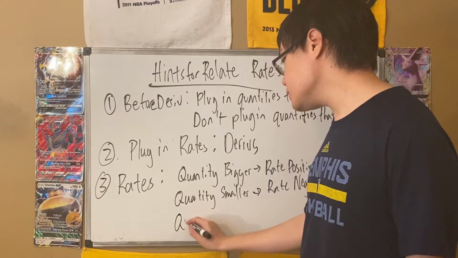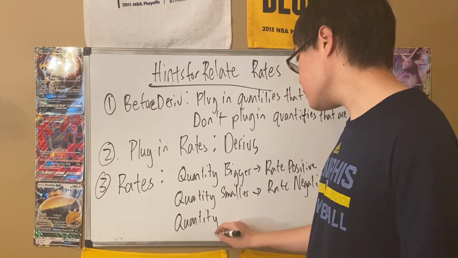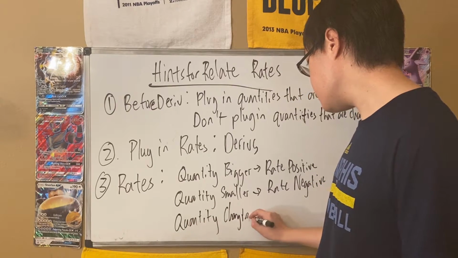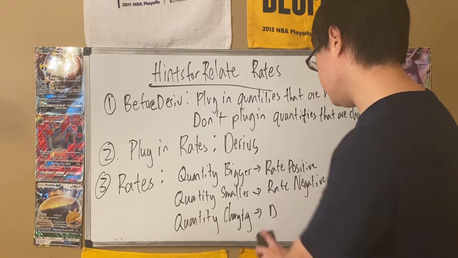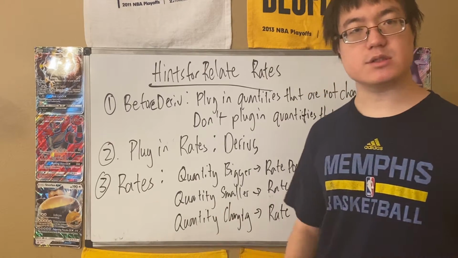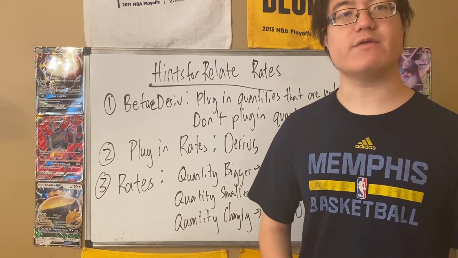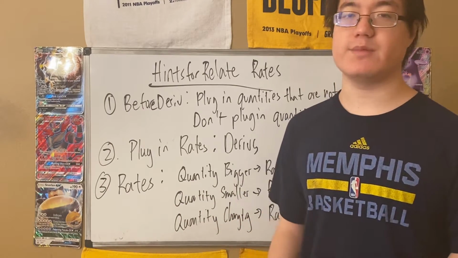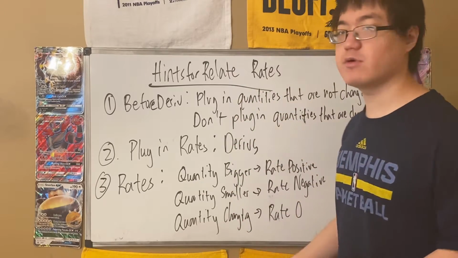Finally, if a quantity isn't changing, that means its rate is going to be 0. Because it's not changing, its derivative, the number you're going to plug into that derivative, if that quantity is still there, is going to be 0. So those are our main hints for related rate questions.